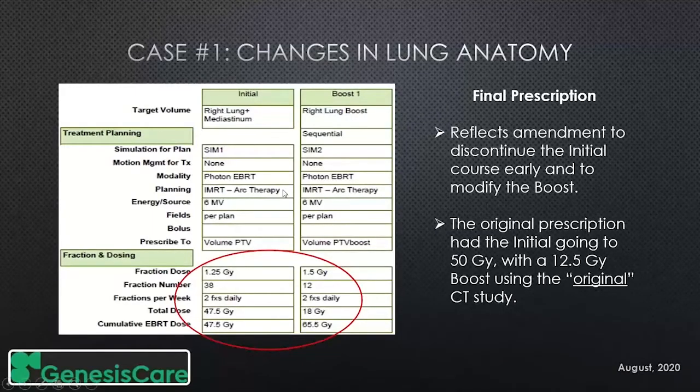This is a simple screen capture of the final prescription. The original prescription was BID to 1.25 gray per fraction for 38 fractions, so a total of 47.5 gray. This prescription amendment reflects the discontinuation of the initial course early and to modify the existing boost. The original prescription had the initial going to 50 gray with a 12.5 gray boost using the original CT study. You can see now it says SIM2, so there's a new CT study that is being used to do the boost planning.